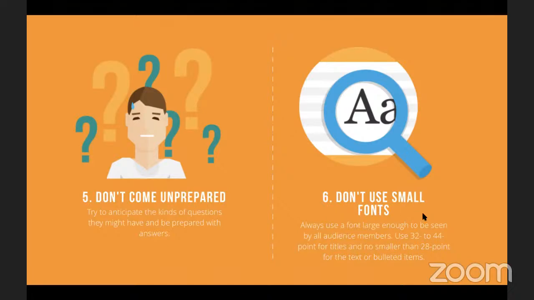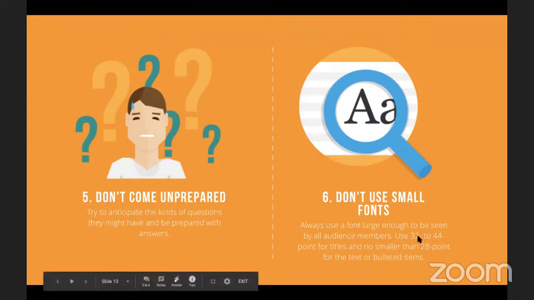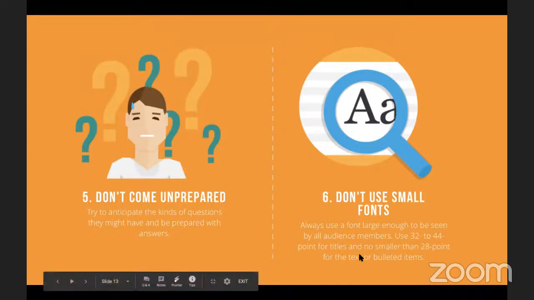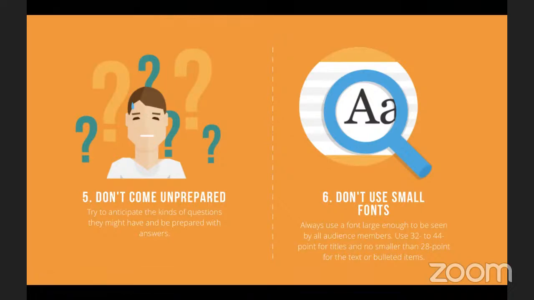Always use a font large enough to be seen by all audience members. Use 32 to 44 point for titles and no smaller than 28 point for the text or bulleted items. Again, you're going to get the presentation, so you'll have the exact sizing to be used for the fonts and the body text.